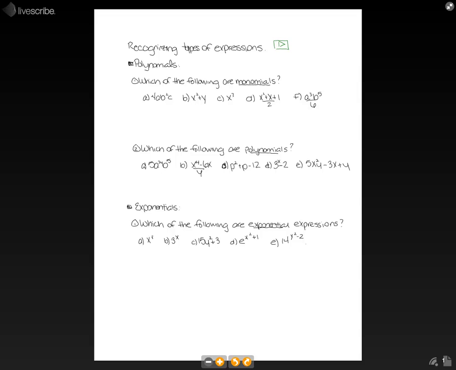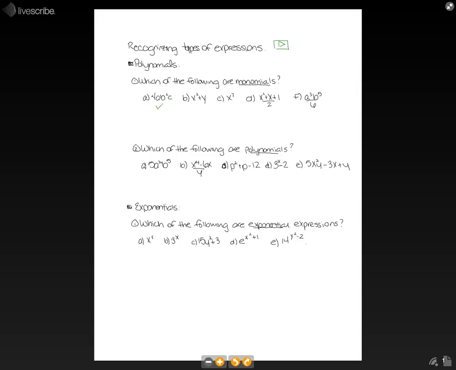A monomial is a subdivision of polynomial where instead of having length as long as we want, it only has one section, so to speak. For example, for the first question, which of the following are monomials, we have A, which is 4ab squared c. There's no division, there's no negative exponents, and there's not more than one term. There's no addition or subtraction, so we know that this is a monomial.